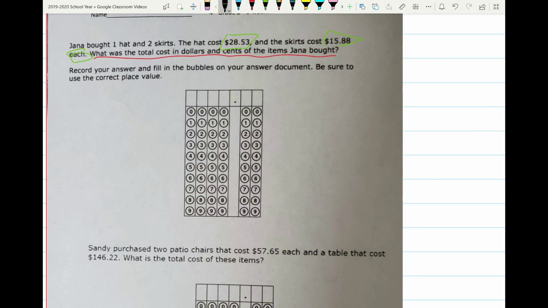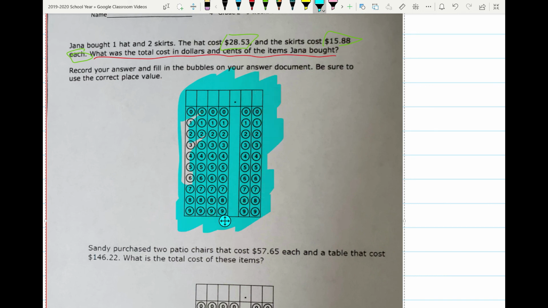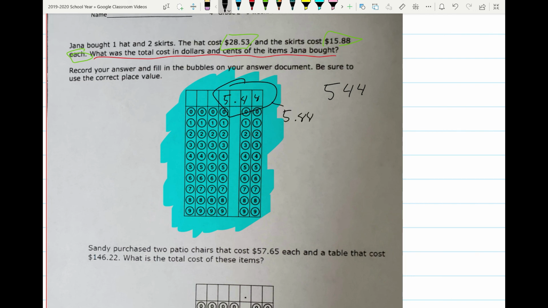Whenever we're dealing with the gradable, place value matters. This is extremely important. If I have $500 and my answer is 544 and I put it in here like this, it is not 544. This is $5.44. What would you want more, $500 or $5? Place value matters. Please pay attention to that.